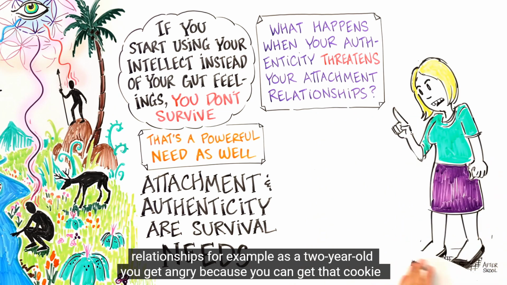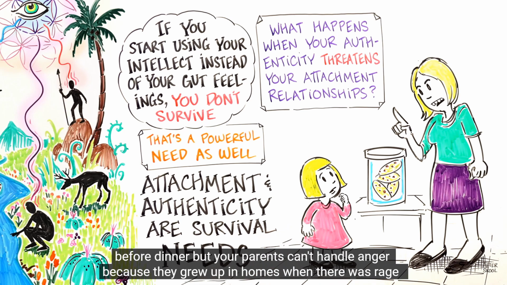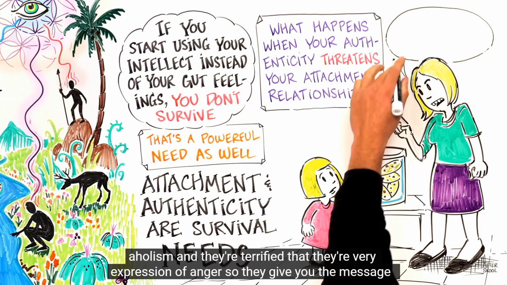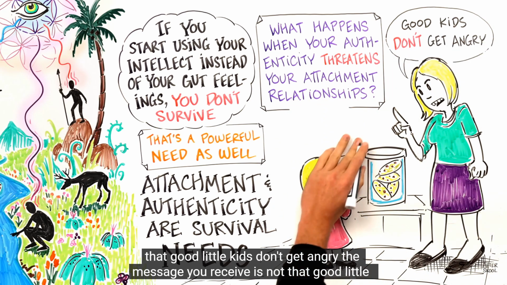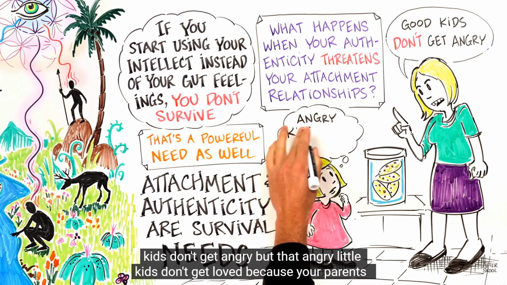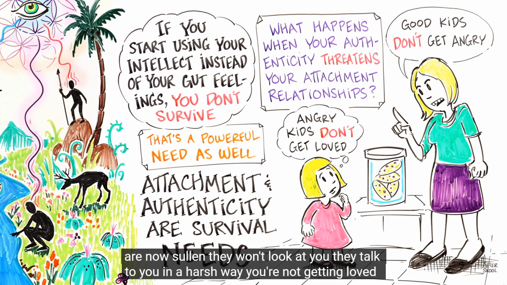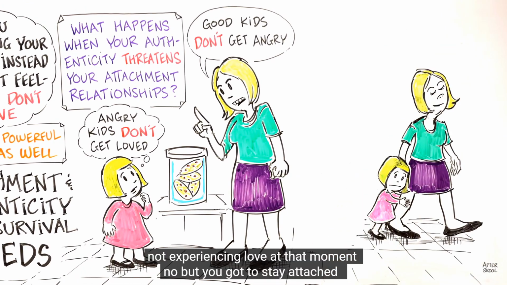For example, as a 2-year-old, you get angry because you didn't get that cookie before dinner. But your parents can't handle anger because they grew up in homes where there was rageaholicism and they're terrified at the very expression of anger. So they give you the message that good little kids don't get angry. The message you receive is not that good little kids don't get angry, but that angry little kids don't get loved. Because your parents are now sullen, they won't look at you, they talk to you in a harsh way, you're not getting loved. Not experiencing love at that moment.